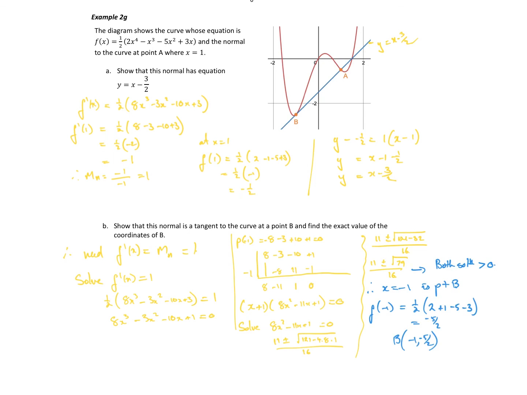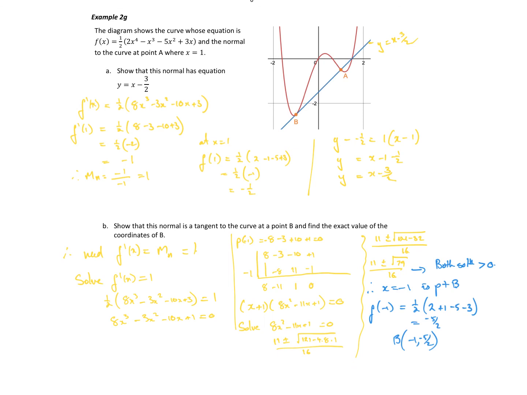All right, just about there. The diagram shows the curve whose equation is given by that quartic and the normal to the curve at the point A where x is equal to 1. I need to show that that normal is y equals x minus 3 on 2. So I'm trying to find the equation of that blue line at x equal to 1.